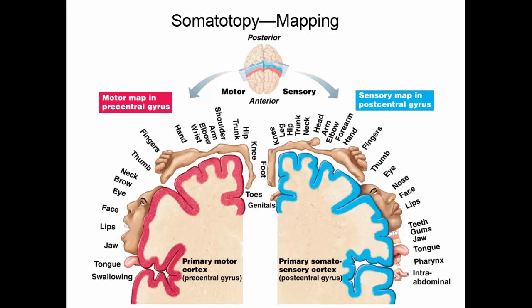Somatotopy is the mapping of the brain, and here is the precentral gyrus, and this is the motor cortex. The more muscles we have to control, or the more precisely we have to control those muscles, the larger area of brain it takes. So our face, we have a lot of muscles and we have a lot of fine control, so the face takes up a big chunk of brain tissue. The hand, another thing we finely control. But your foot, not so much so. Your trunk, not as much fine control there.